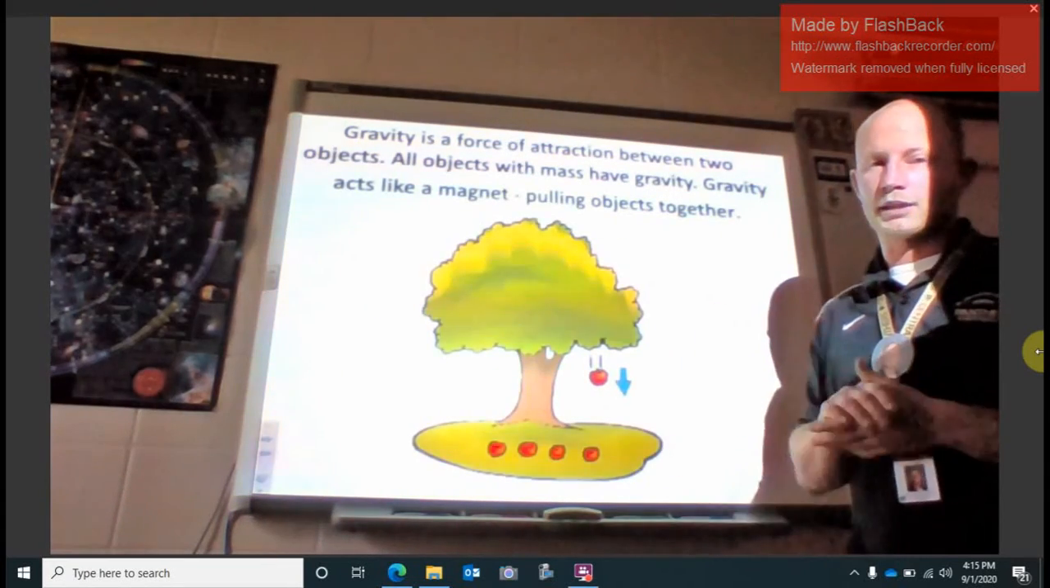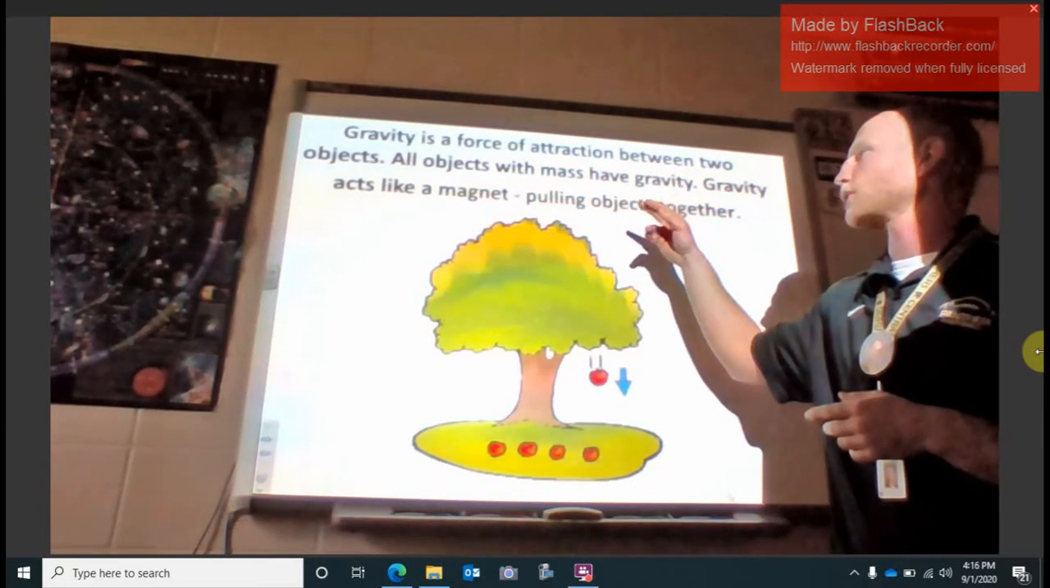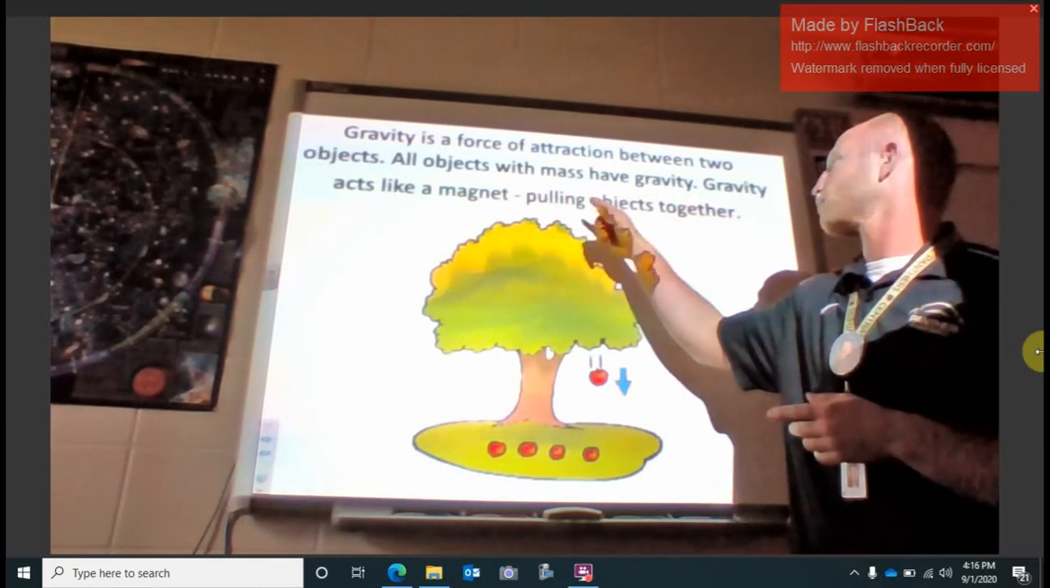And this is about the last slide we got to. Gravity is a force of attraction between two objects. All objects with mass have gravity. Gravity acts like a magnet pulling objects together.